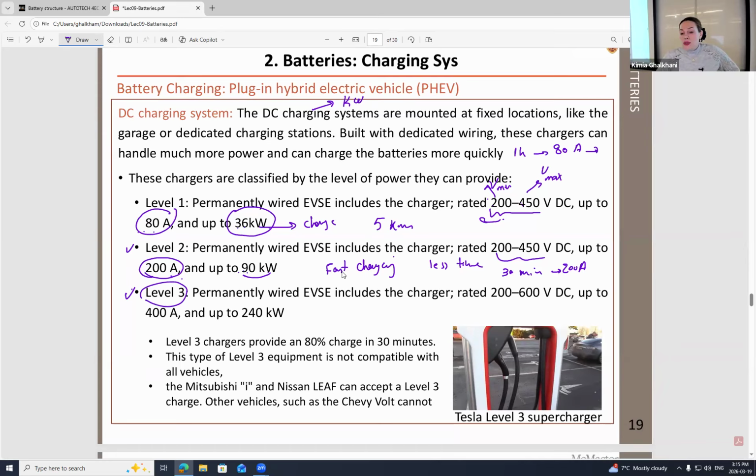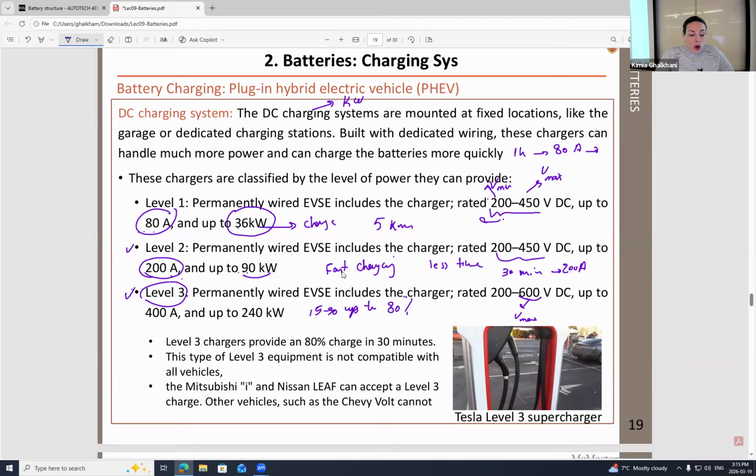But the good part in here is level 3. Level 3, look at the difference. Your maximum voltage could go up to 600. Definitely, you can in 50 minutes receive almost up to 80%, right? In 15 to 30 minutes, depending on the vehicle, you can charge your battery up to 80%, which is great, right?